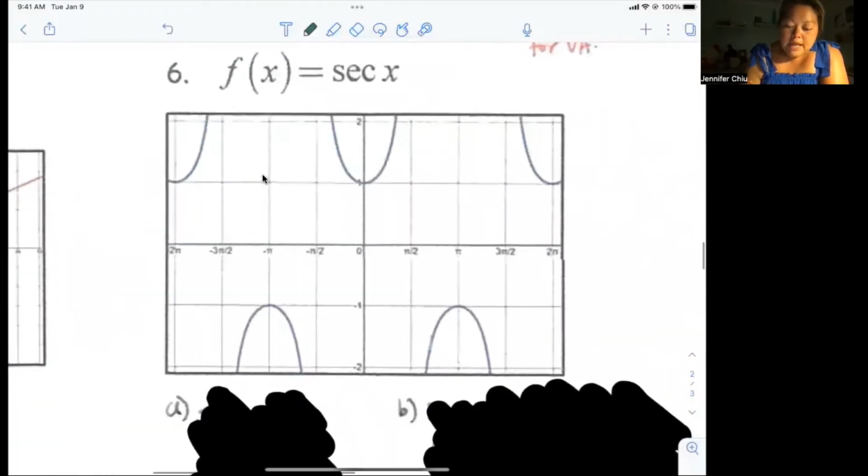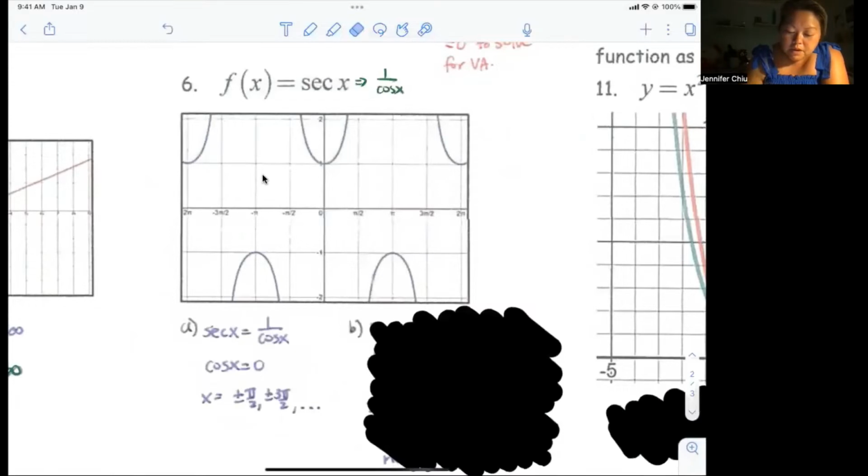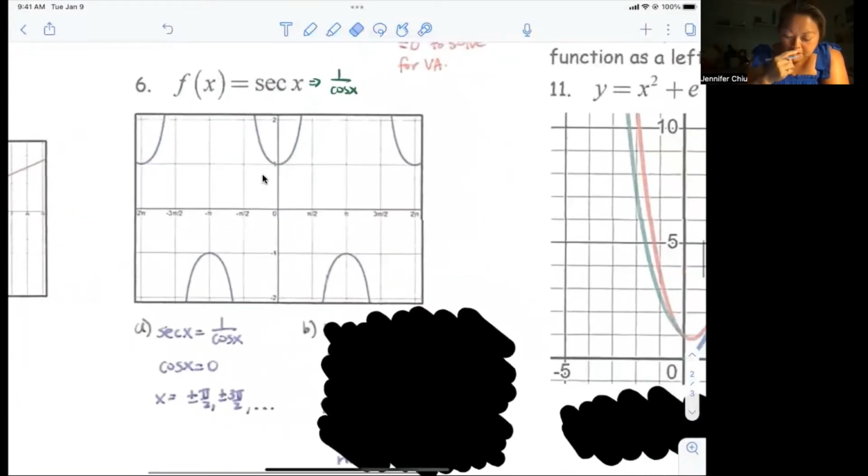So this is secant x. Number 6 is secant x. What is secant x really? Secant x is really 1 over cosine x. So now I can go ahead and set my denominator equal to 0. So when is cosine equal to 0? Well, cosine is equal to 0 at pi over 2, 3 pi over 2, both positive and negative. So that's why you see in this picture, I have lots and lots of asymptotes.